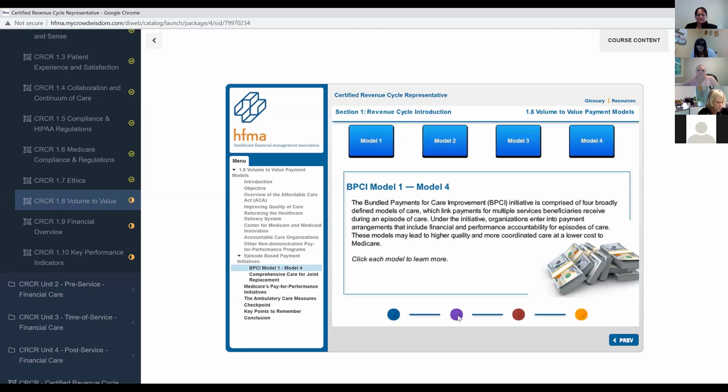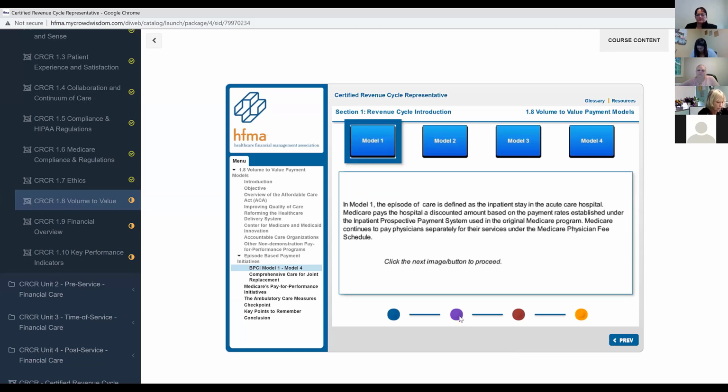Then we move on to Model 2. Model 2 is a retrospective bundled payment arrangement where at the end of the episode of care, your expenditures are reconciled against what you're paid, but also the fee-for-service providers are still paid under fee-for-service. So you're reconciling your hospital stay, and the physicians or other suppliers are still getting paid under the fee-for-service.